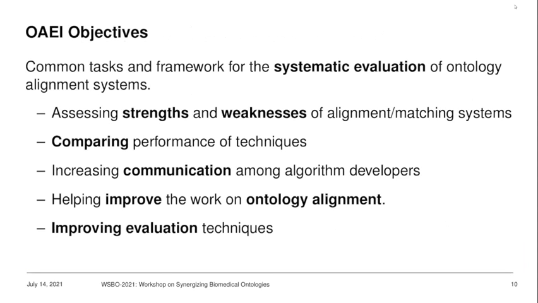And these are the main objectives of the Ontology Alignment Evaluation Initiative. The idea is to create a common framework to evaluate ontology alignment systems under the same conditions, so that we can identify not only who is the best, as sometimes participants get very competitive, but also to improve systems, analyze their strengths and weaknesses, create some sort of community to help each other, and also, of course, try to improve the evaluation over the years.